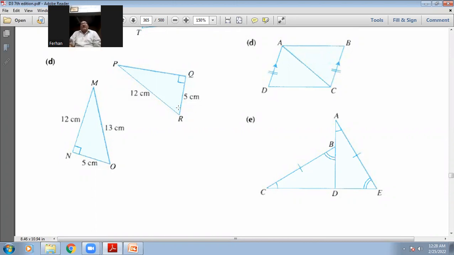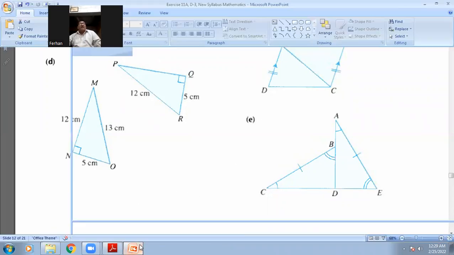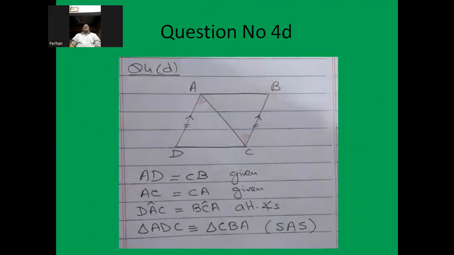So question number 4, and it's D part, and you can see here again two triangles are given. The ABC and the ADC triangles are given. These two sides are parallel to each other and they are also equal to each other. This AC side is common to both the triangles. So let's see. First of all, the AD side and the CB side are equal to each other. The AC side and the CA side are equal to each other, and it is given. We already know that because it's common.